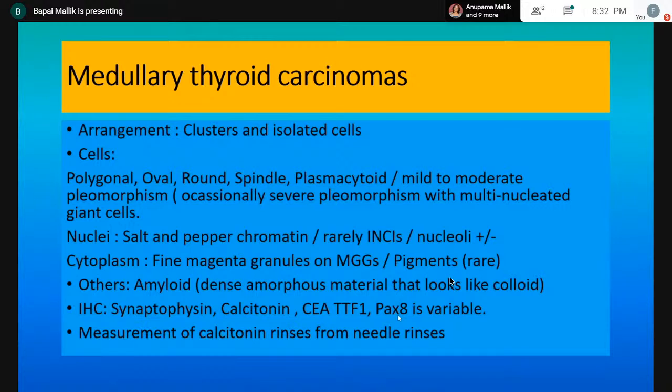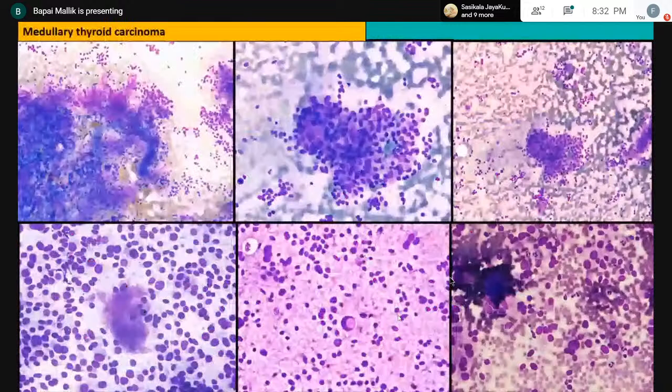Now, one of the things which has come up is that you can do needle rinses for medullary thyroid carcinoma and measure calcitonin. We don't do it. A high calcitonin level in the needle rinses may be helpful in the diagnosis of medullary thyroid carcinoma. By the way, I'm not going into the clinical aspects of familial medullary thyroid carcinomas and other MEN syndromes, because we are short of time. I'm just trying to concentrate mostly on the morphological aspects. You can read about this or hear about them in other webinars or lectures.